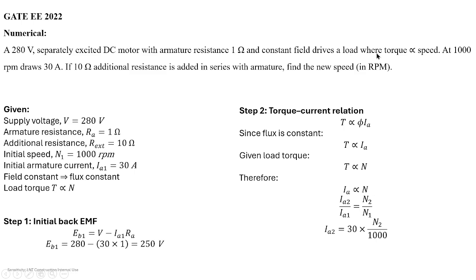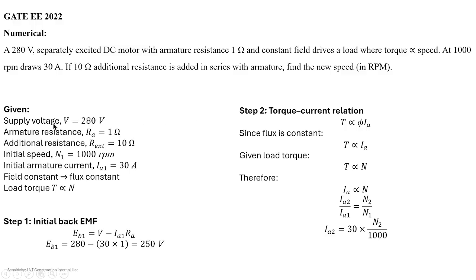Constant field drive, and given that torque is directly proportional to speed, meaning T is directly proportional to N. At 1000 RPM it draws 30 ampere. If 10 ohm additional resistance is added in series with the armature, find the new speed in RPM. So don't see the answer first. First you solve the question yourself, then you see the answer of this solution.